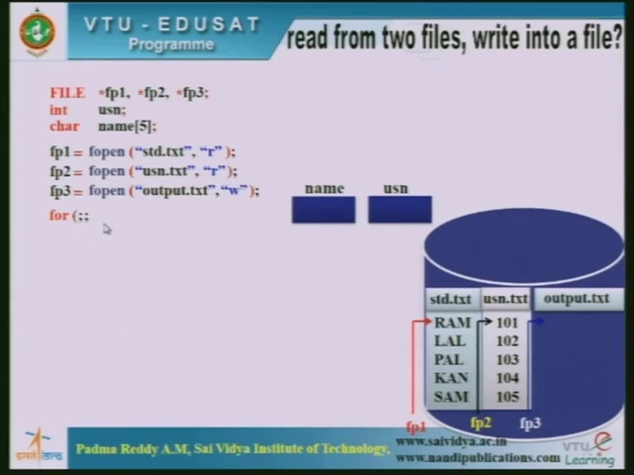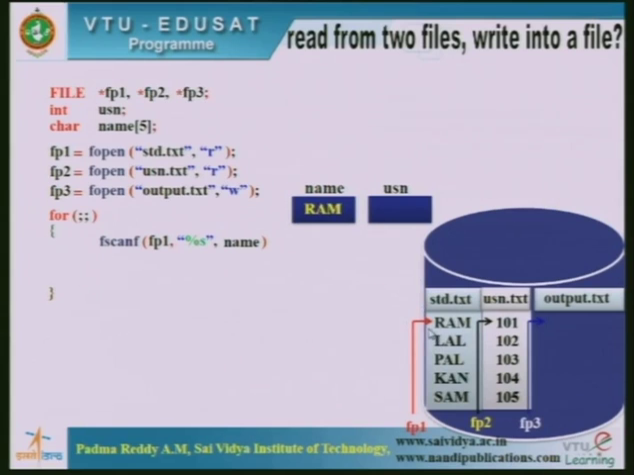Now, I set up an infinite loop. When I write for(;;), it indicates that I am going to set up an infinite loop. So, fscanf(fp1, "%s", name). Tell me what is the meaning of this. Read from the file pointed to by fp1. What is it that we get? Ram. Ram should be copied into which field? Name field. So Ram is read from the file and copied into the name field.